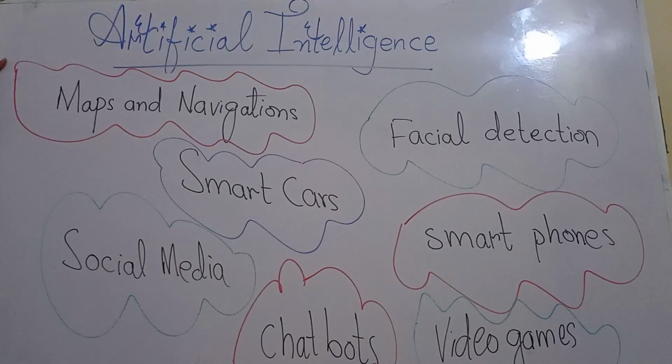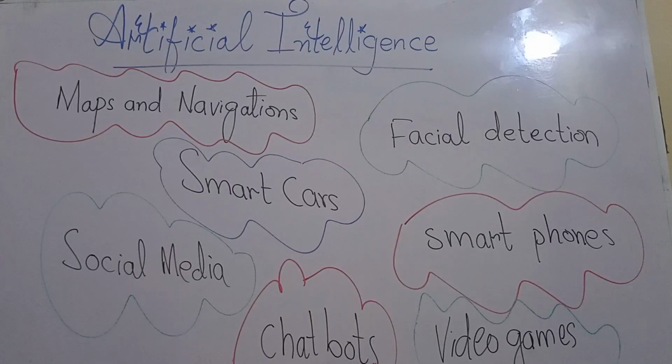Moving toward the next category, that is facial detection. Facial detection or recognition is another practical implementation of artificial intelligence where a device or a system can detect or recognize your face, and it is used for surveillance and security purposes. As you can see, there is a lock or a system in your mobile that can detect your face. You have facial recognition in your mobile phone, so that is a practical implementation of AI.